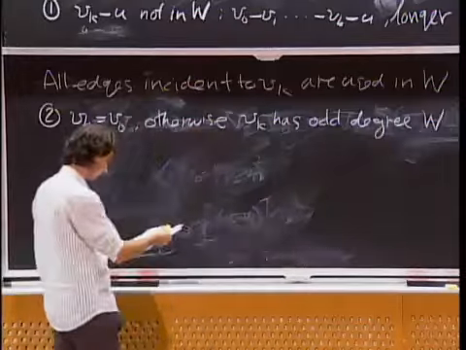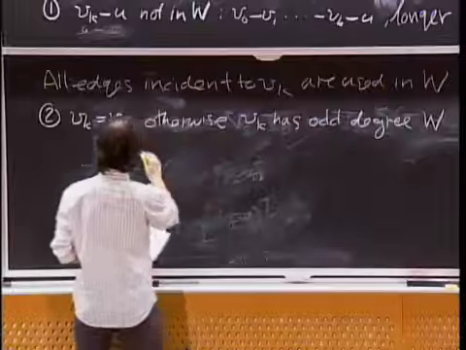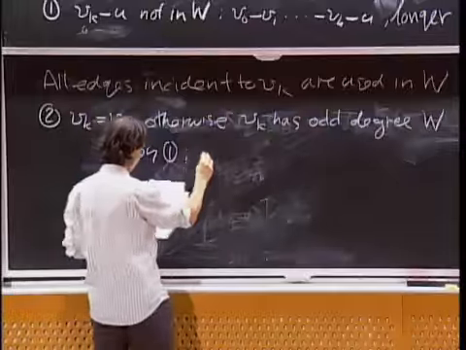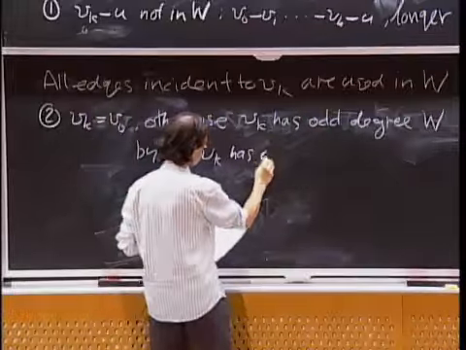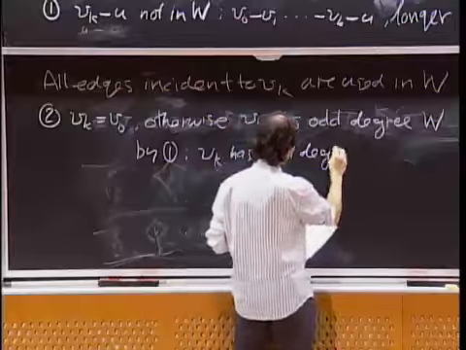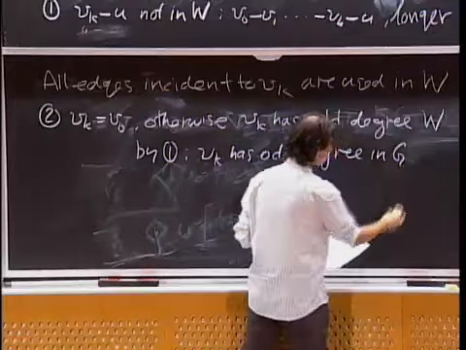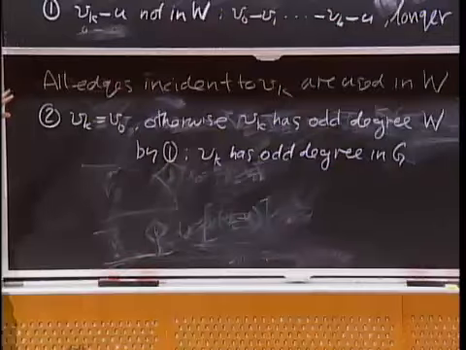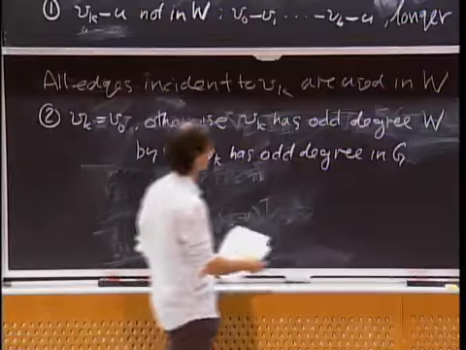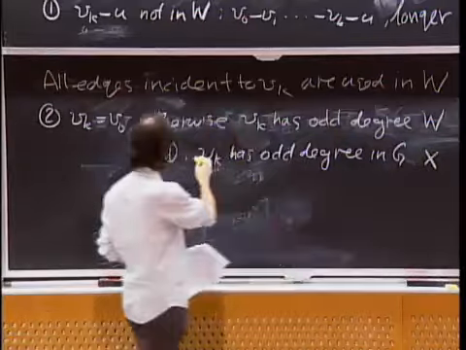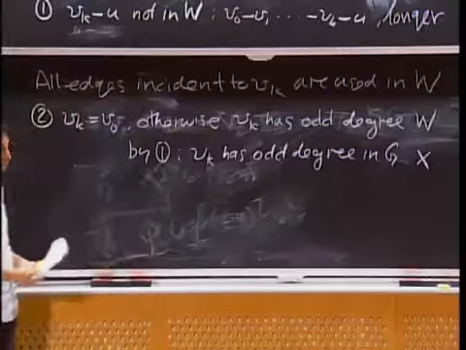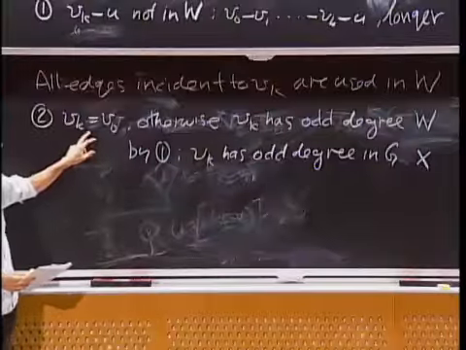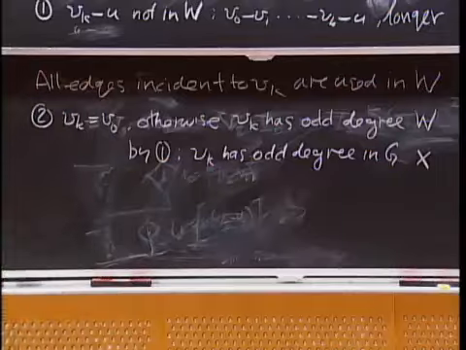Okay, so let's write this down. So we will use the first statement over here. So by 1, we have that Vk has odd degree in G. And now we come to what you were saying. We have assumed over here that the degree is even. So this cannot be the case. So that's a contradiction. So we know that the otherwise situation cannot occur. So we know that Vk must be equal to V0. So that's proving that we actually have a walk that goes all around.